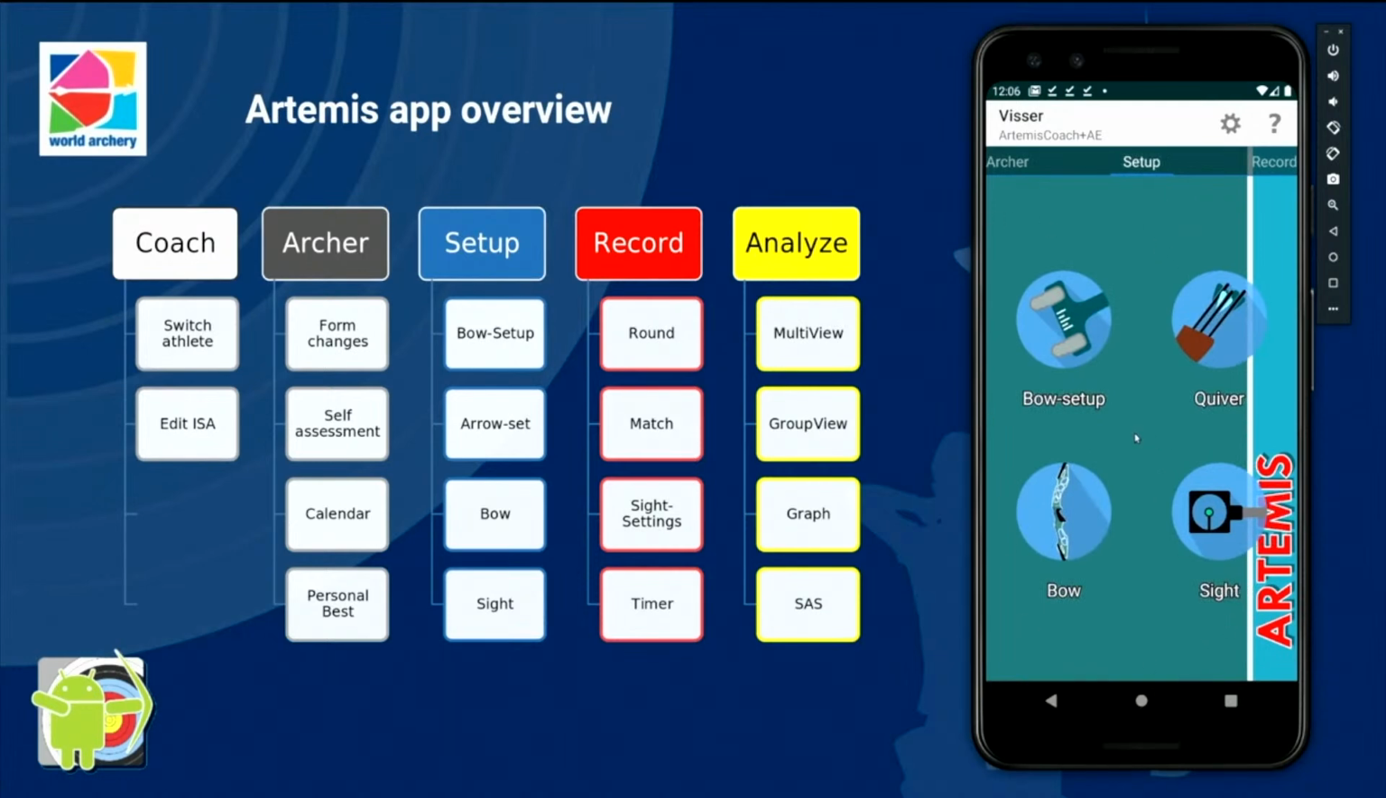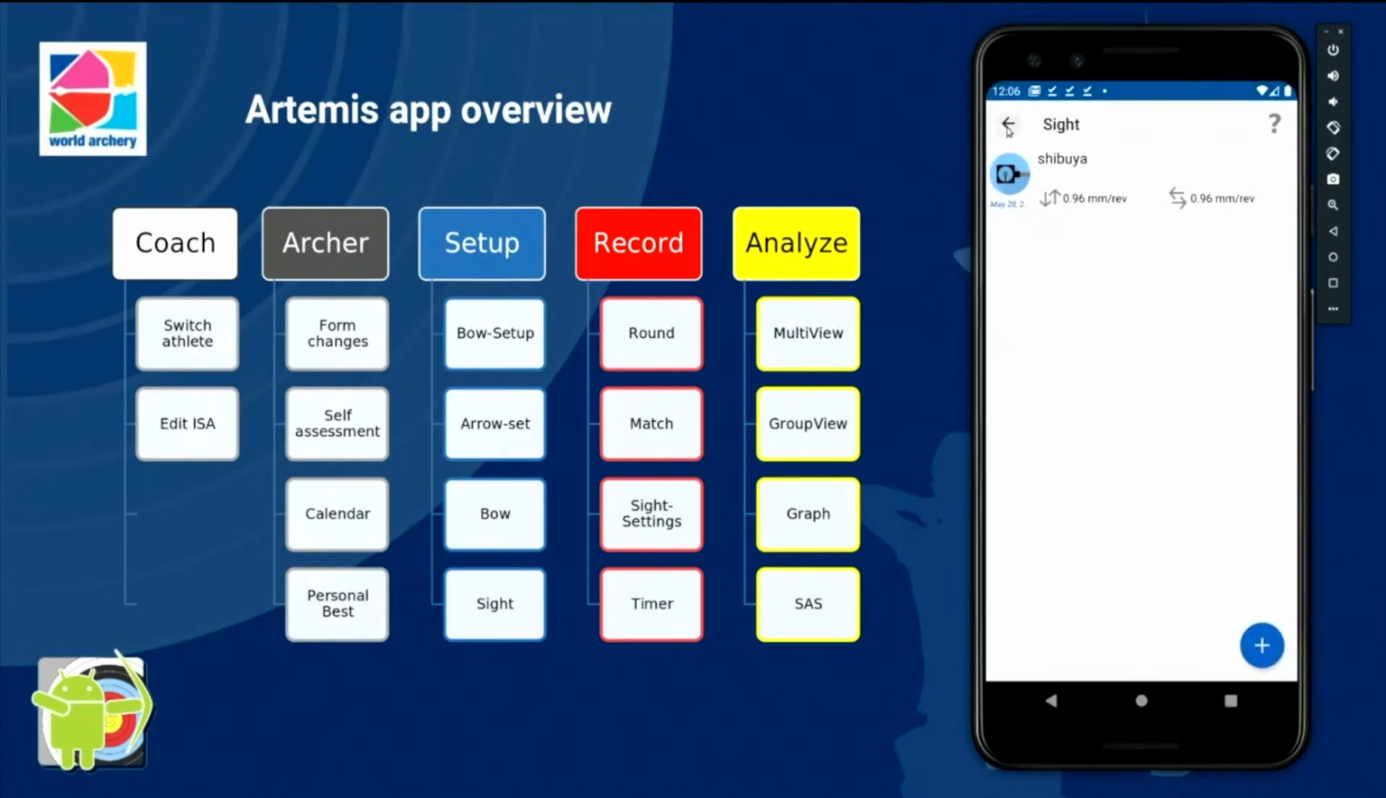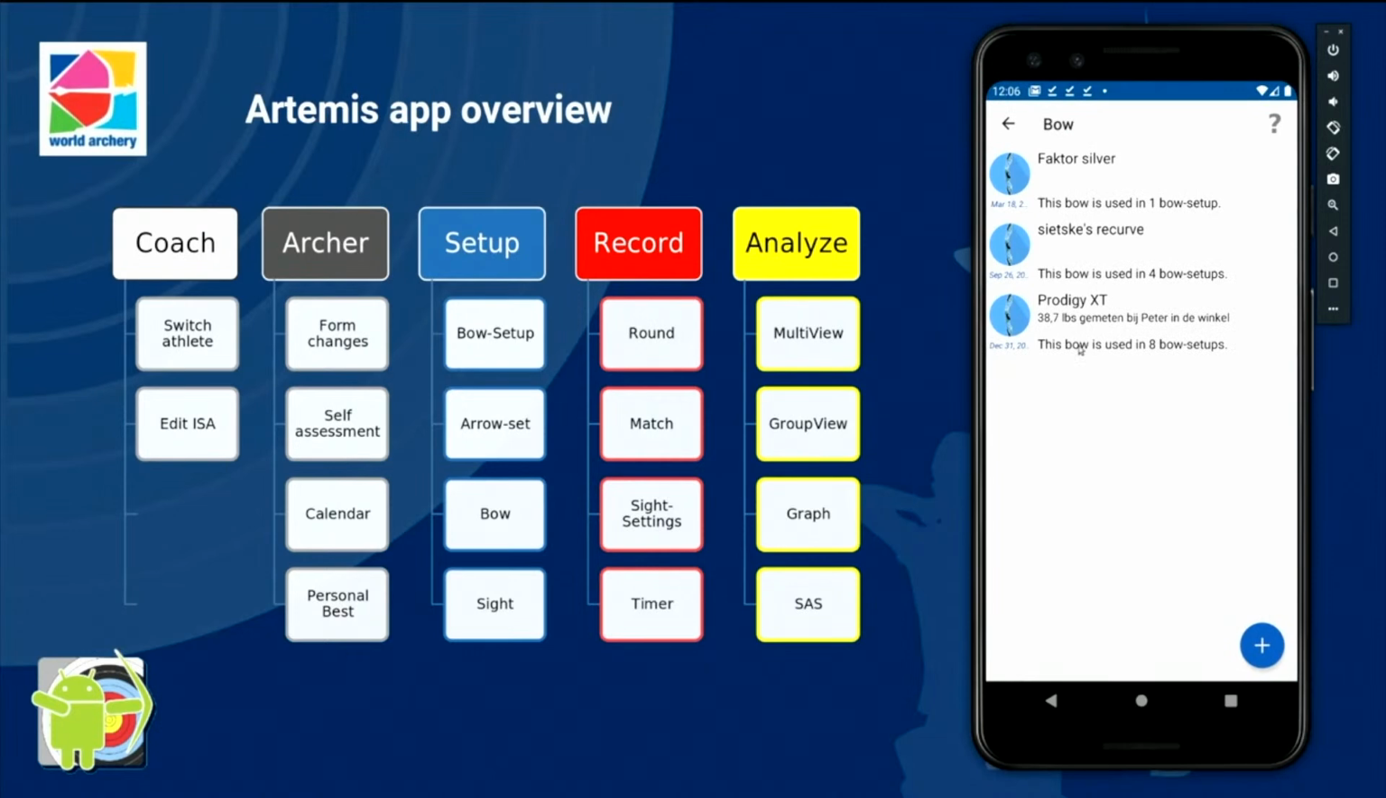If you look at setup, if you are going to record information, so plot arrows or record your scoring or whatever, you always do that with some kind of bow setup. And if you don't know which setup you used, well, you can record what you like, but you will never be able to analyze it to the fullest because you don't know which tuning or which bow setup you used. So you have to add some information in Artemis, like what kind of sight you are using or what kind of bow you are using. So you have a couple of bows here.